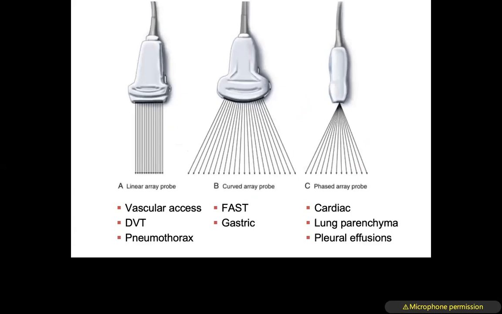So the linear array probe, as we'll talk about in the next lecture, is going to be our high resolution probe. Doesn't travel very deep. I use it for vascular access, my DVT ultrasound, and pneumothorax. Curved array probe I use for the FAST exam or gastric. And then the phased array is best for the cardiac exam or when looking at lung parenchyma or pleural effusions.